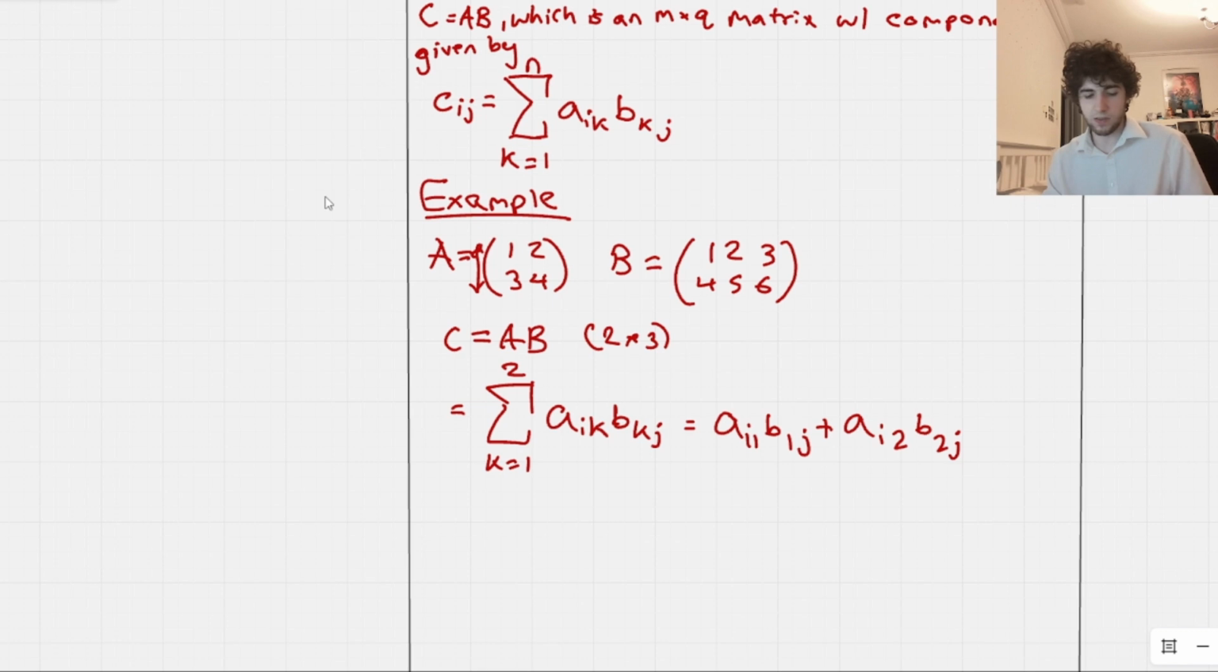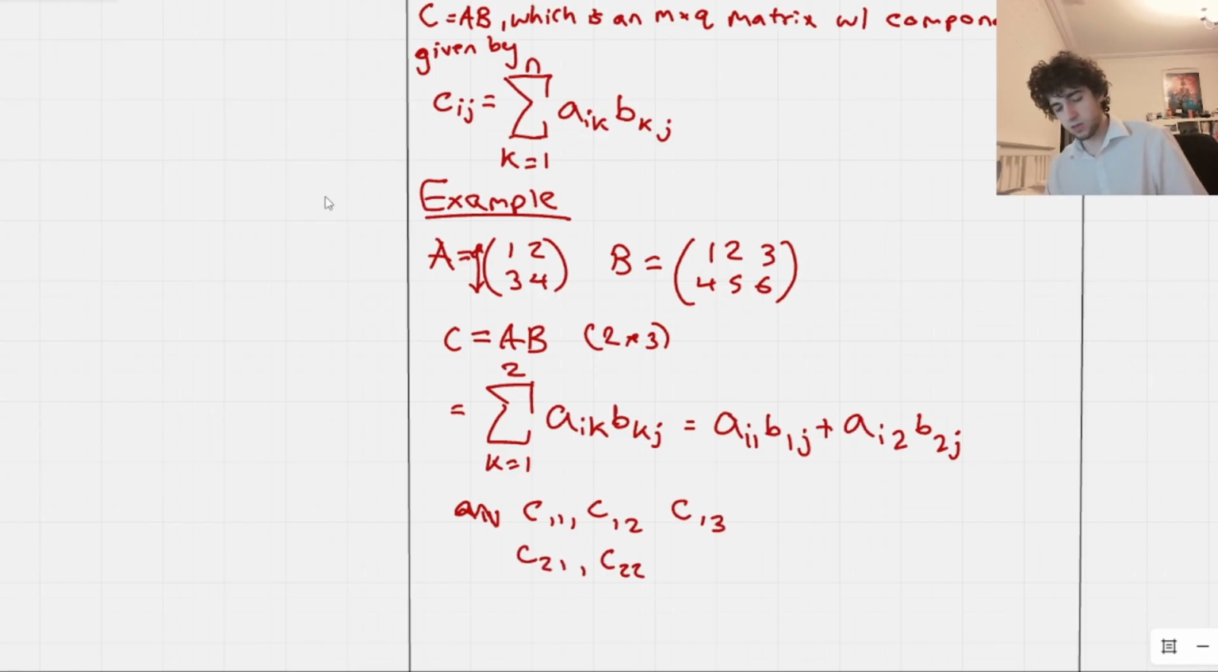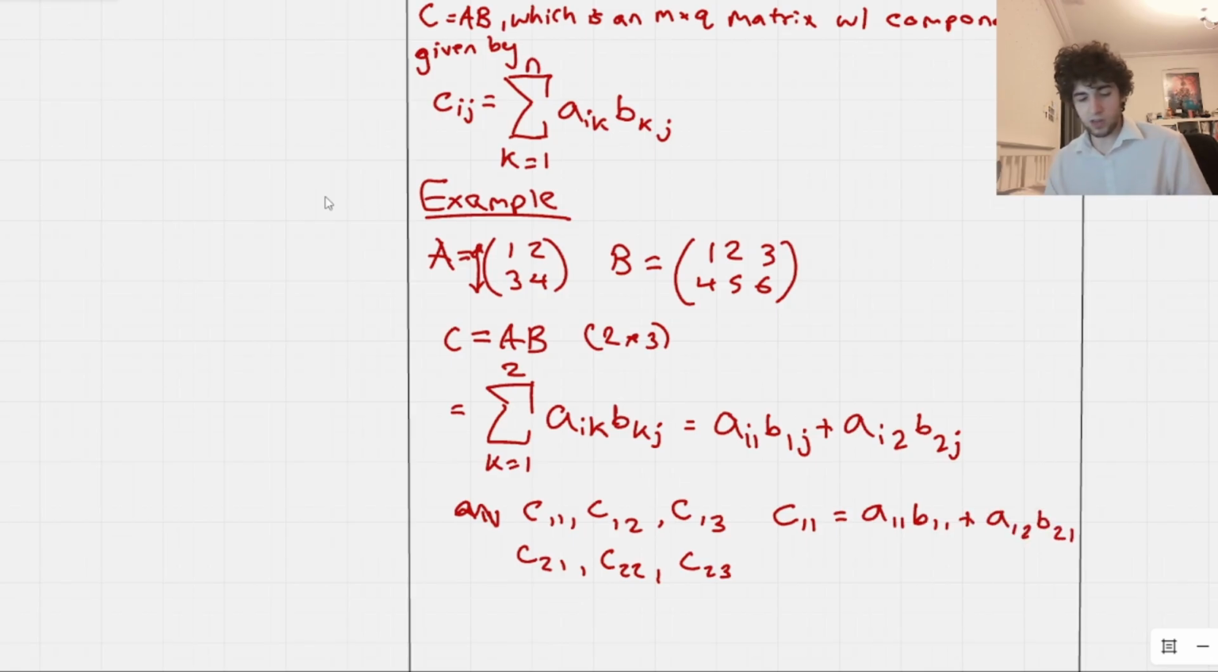Those entries will be given by C11, C12, C13, C21, C22, C23. You can have a go at computing these. I'm just going to go ahead and compute C11. C11 is equal to A11 B11 plus A12 B21, which we can have a look at. We take this row and this column, and we do 1 times 1 plus 2 times 4. That's 1 plus 8, which is 9. So this specific term inside my C matrix is 9.